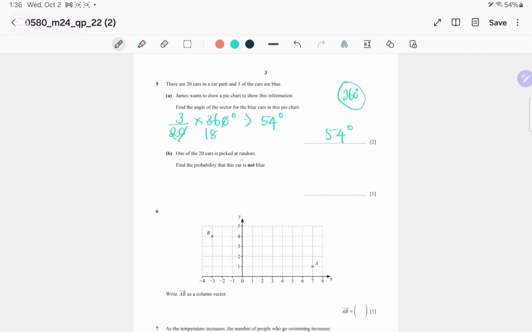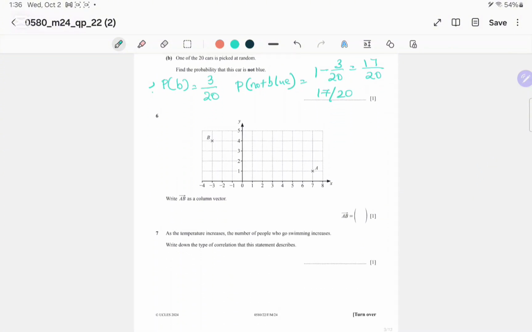Next, question B: one of the 20 cars is picked at random. Find the probability that this is not a blue car. The probability of a blue car is 3 by 20, we know that from the beginning of the question. Now probability of not blue is 1 minus 3 by 20, which is equal to 17 by 20. So your answer is 17 by 20. Okay, can we move to the next question?